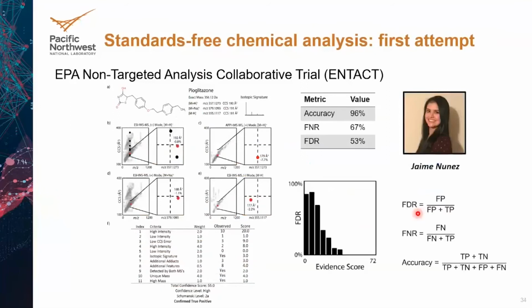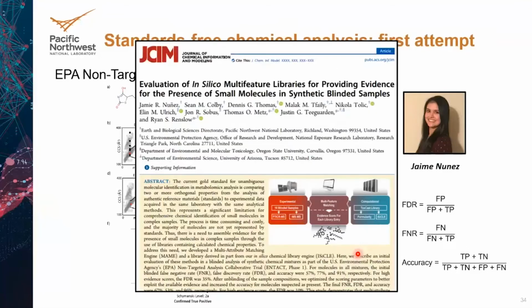The good part was we had an accuracy of 96% in determining the correct composition of the mixtures, at least for things that we were able to detect. The bad news was that the false negative rate was high, the false discovery rate was high. But importantly, it showed promise and gave us encouragement to continue down this path. And also a good sign was that as we increased the score that we came up with, a total confidence score, then the false discovery rate dropped, which is what you would like to see. And that paper has been published as well. You can read the details there in the Journal of Chemical Information and Modeling.